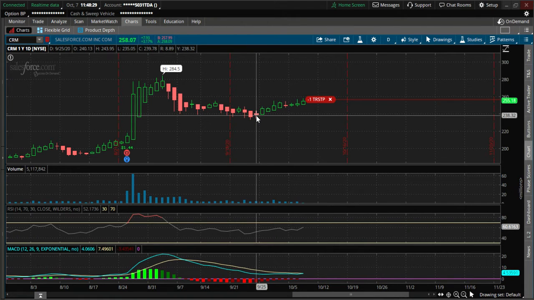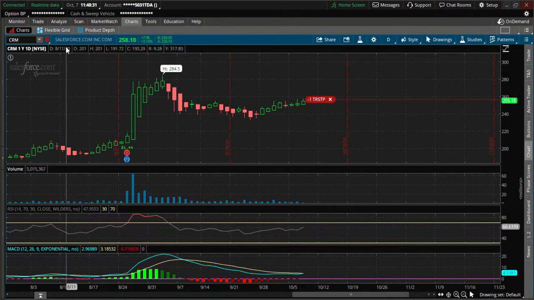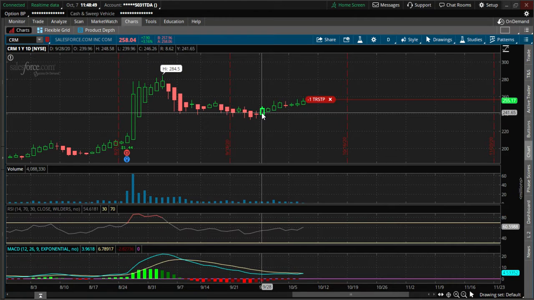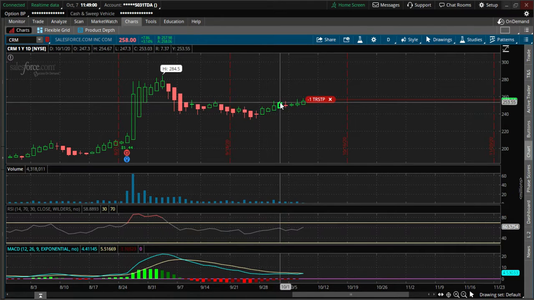243.95. You can see that up here whenever you hover over the candle. The H stands for high, so it was 243.95. The close of that candle was also 239.78. The next candle over closed at 246.26. And like I said, it trended for a few days.